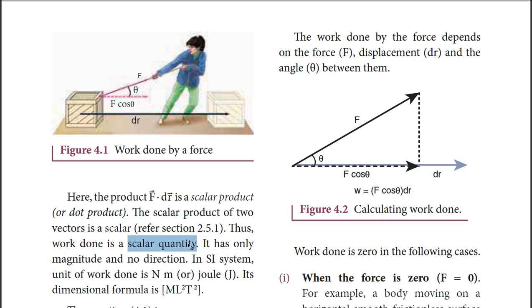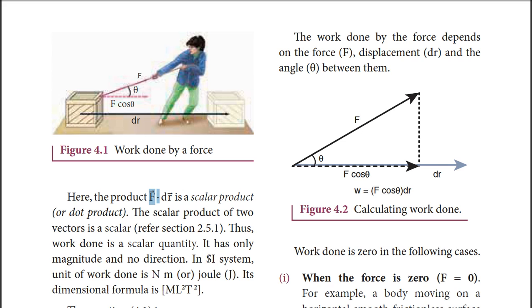Okay, if both the terms are scalar, then the resultant work done will also be scalar. What is a scalar quantity? It means it has magnitude but no direction. And the SI unit of work done: you have the formula work done equal to F into dr. For F the unit is Newton, for dr displacement the unit is meter.